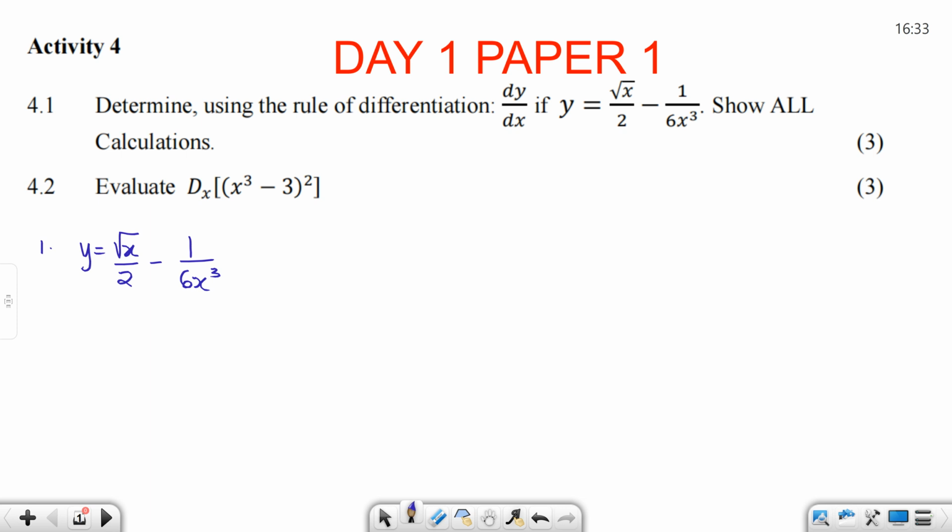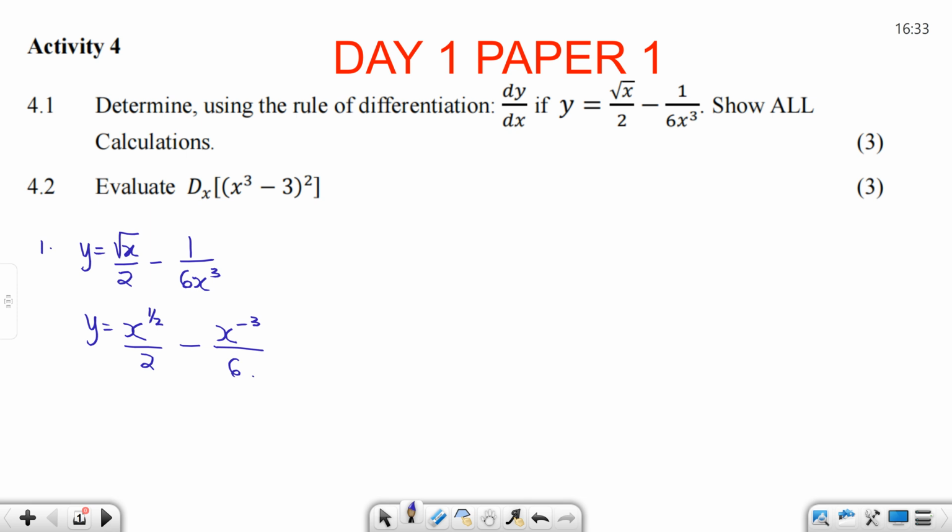So can we change our root of x? What is that? x to the power half, over 2, minus what? The x to the power 3 must, we take it up, right? What are we going to have? x to the power negative 3 over 6.